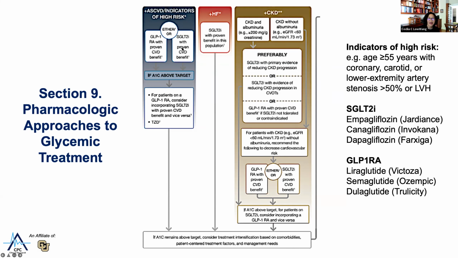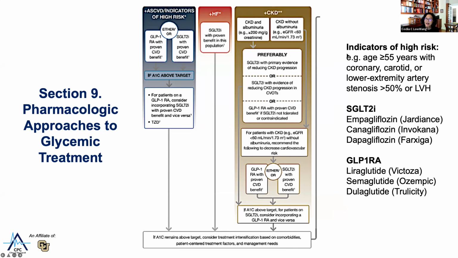But then if you have underlying atherosclerotic cardiovascular disease, we have evidence for both. And probably it's the best for CANA and EMPA under the SGLT2s, and then for these three for the GLP-1s. And then there's some more detail depending on what your GFR is and some other things. But definitely, if you can't get to your A1C goal, you should be intensifying the treatment.